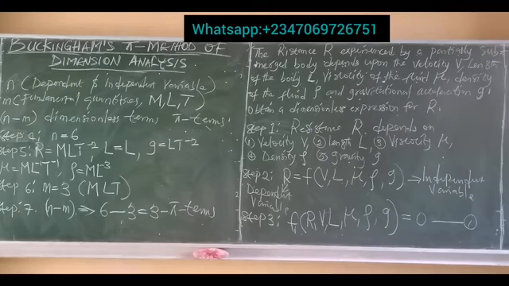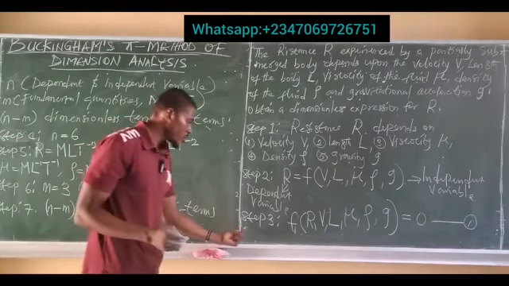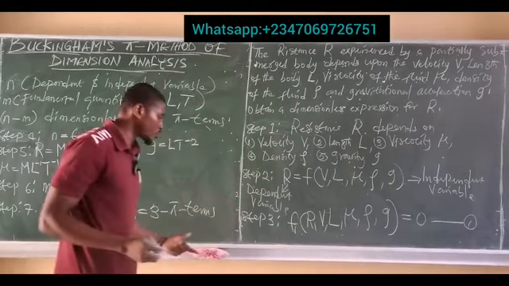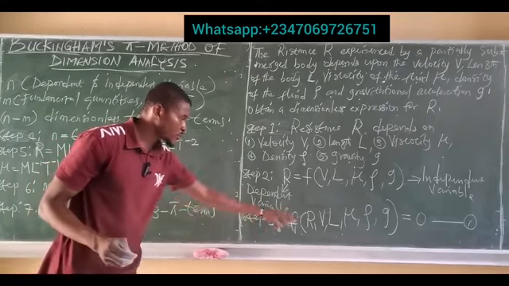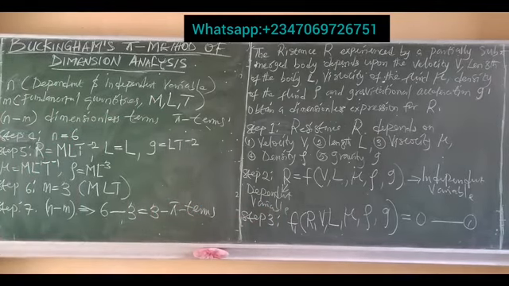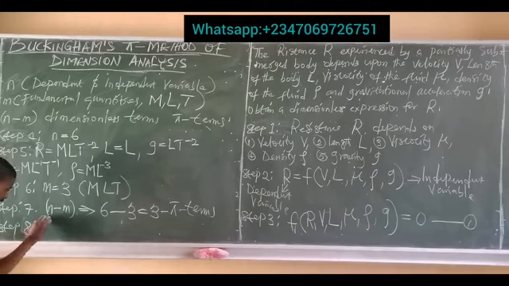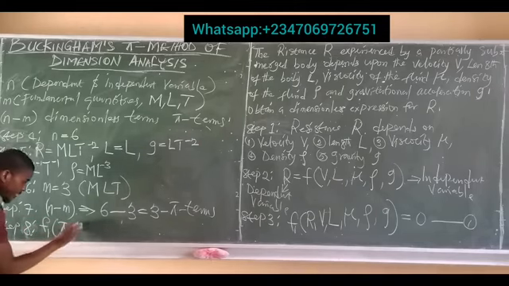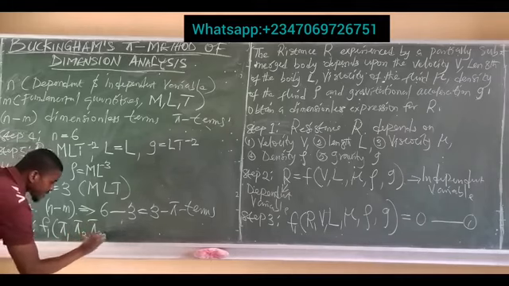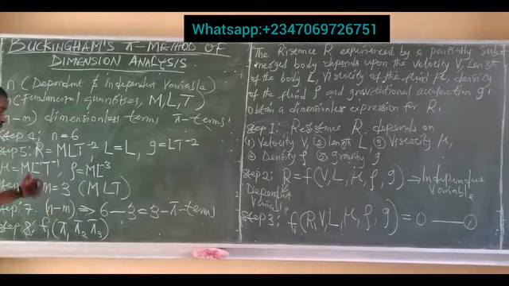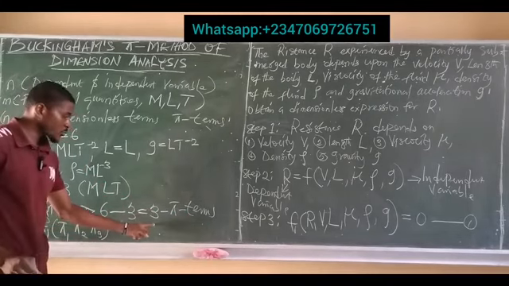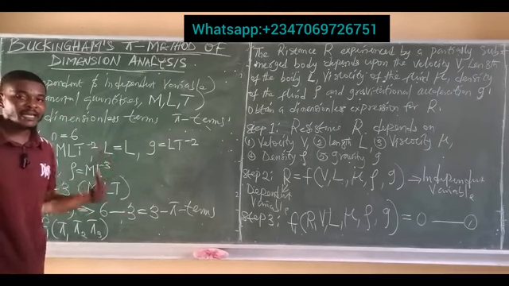Now, the 8th step is to rearrange the first equation, which is in step 3. Rearrange the first equation in terms of what? The pi terms. So step 8 is now equal to f1 into pi 1, pi 2, pi 3, because I have what? 3 pi terms. 6 minus 3, which is n minus m, gives us the number of pi terms. So 6 minus 3 is equal to 3. It means I have 3 pi terms.